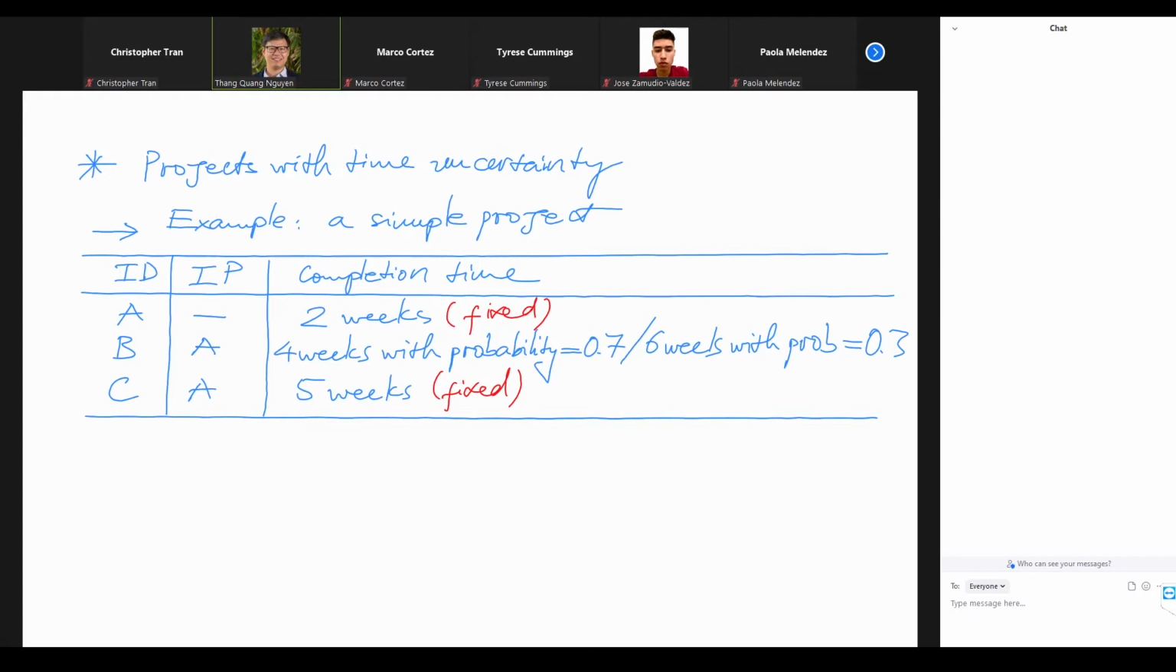Activity A is fixed, activity C also fixed, but activity B, there are 2 possibilities, either 4 weeks or 6 weeks with some probabilities. So we do not know for sure anymore. So here is the question of this example. What is the expected completion time of this project?